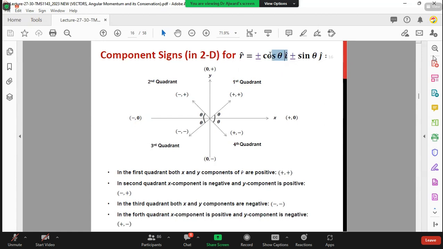R hat, you can write it as cos theta i hat plus sin theta j hat. This is just for the background. Maybe in future lectures we can discuss further. So can you find the magnitude of vector r hat?